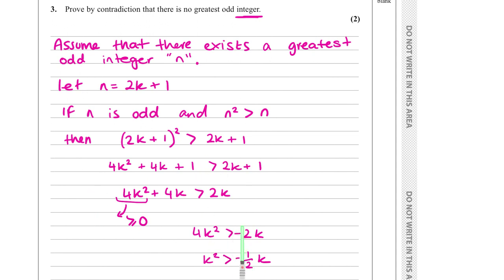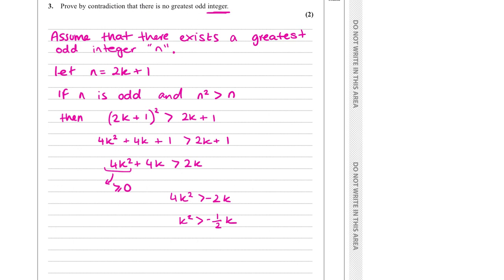Now this part here is where there's a grey area in the mark scheme, because you can actually do many different ways here. It just has to be sound, and you just have to really be like, yeah, this makes complete sense. And then the last sentence you have to put is, therefore, there is no greatest odd integer. Therefore, proven.